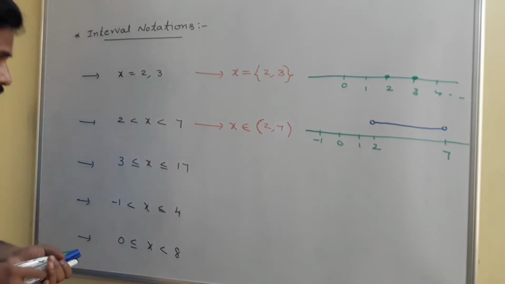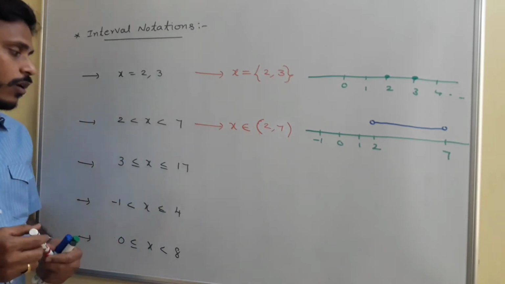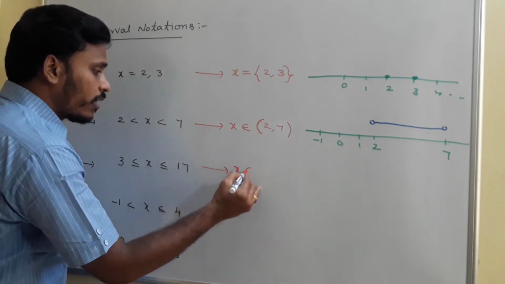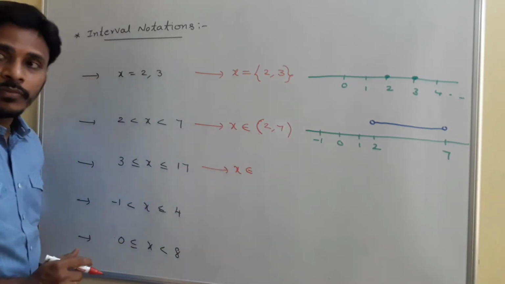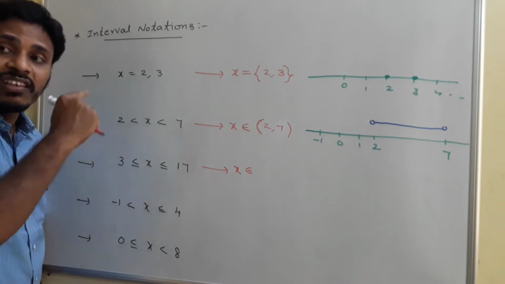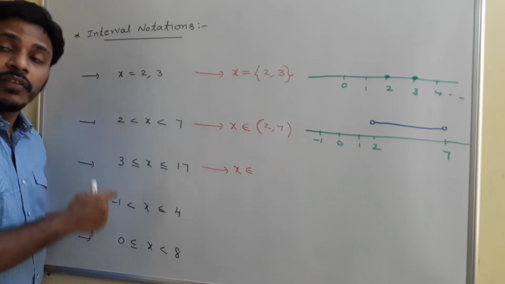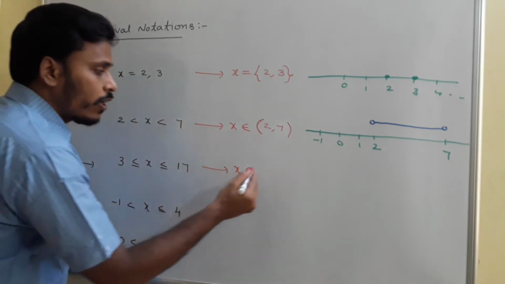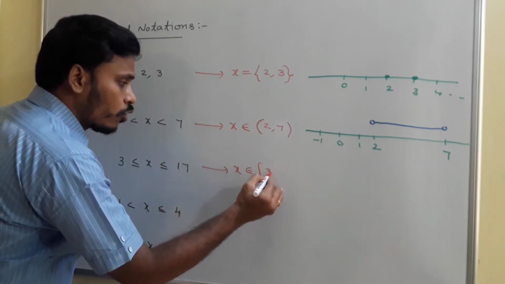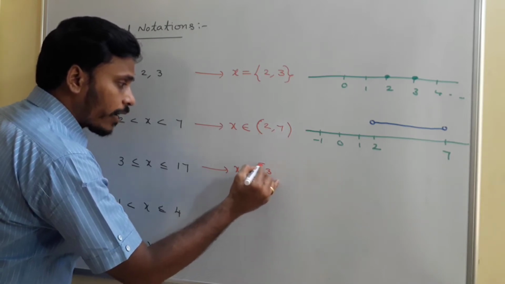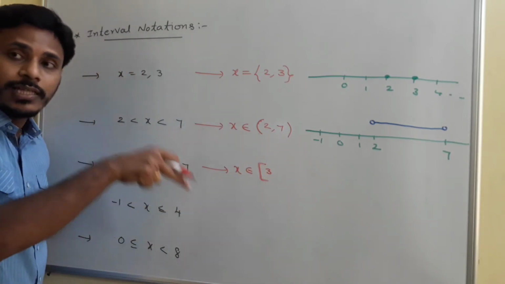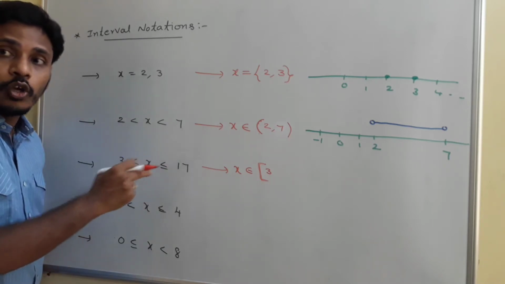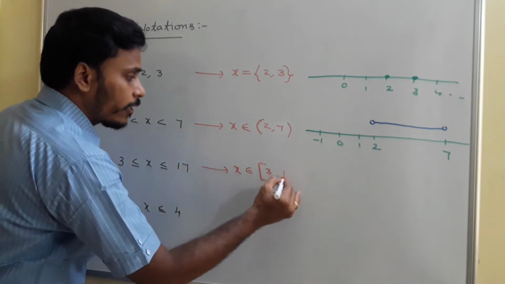Then coming to the next case. If 3 is less than or equal to x, less than or equal to 17. Here again you just think about it. Here again we need to write that x belongs to. Every value from 3 to 17 is a possible number for x. 3 is also included because the equality sign is there. 17 is also included. So we will write x belongs to, and we call it a closed bracket because 3 is closed. 3 is there in the collection. 3 is a possible value for x. So we say closed bracket 3 to 17.